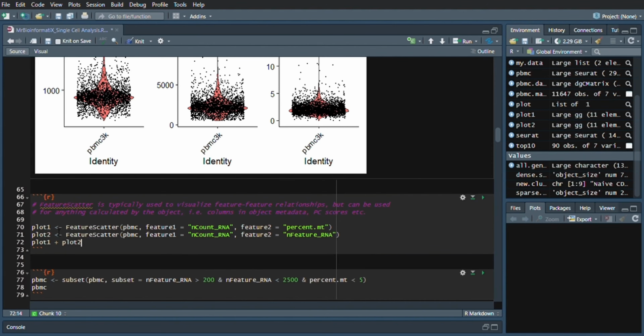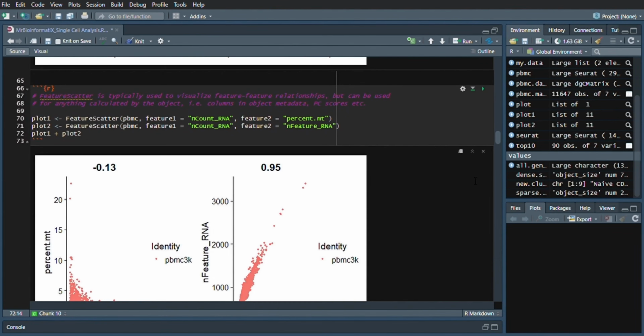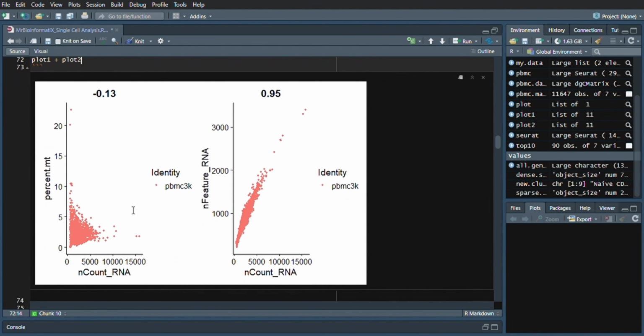And here we put the two plots together. FeatureScatter is a function to create scatter plots that show the relationship between two features or metrics in our data. So let's run our code. As you can see, we got our plot. The first plot is percent.mt versus nCount_RNA.